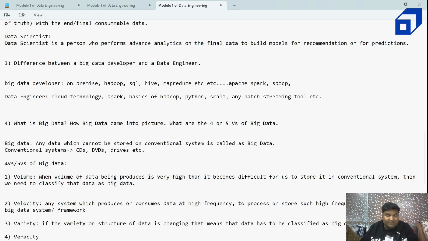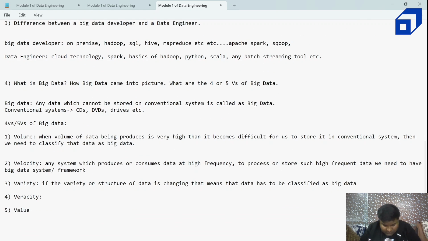So if the data is present in different varieties or in a different format or different structure, we need to classify that data as big data. So what is veracity? Veracity is mainly talking about the consistency or quality of data, right? If the consistency or the quality of data is changing from layer to layer or from environment to environment, basically one data in one environment looks different. To process those kinds of data also, I need to have a big data system or a big data environment. So that kind of data again is called big data.